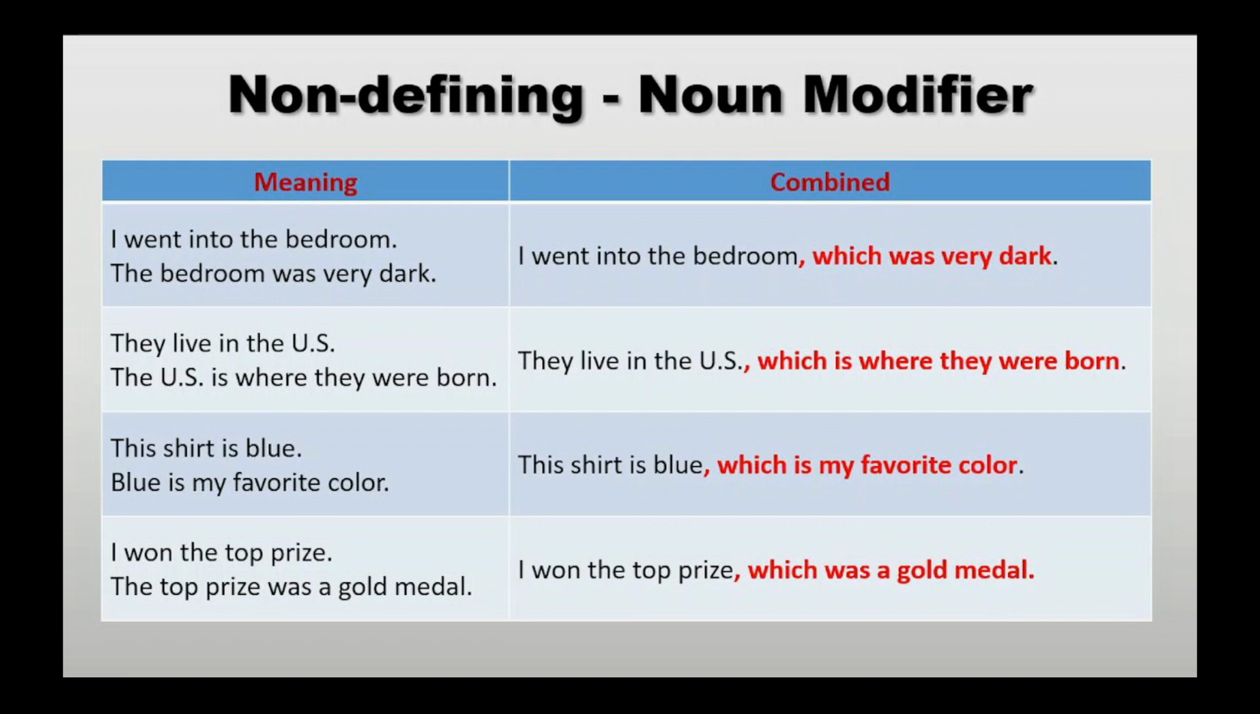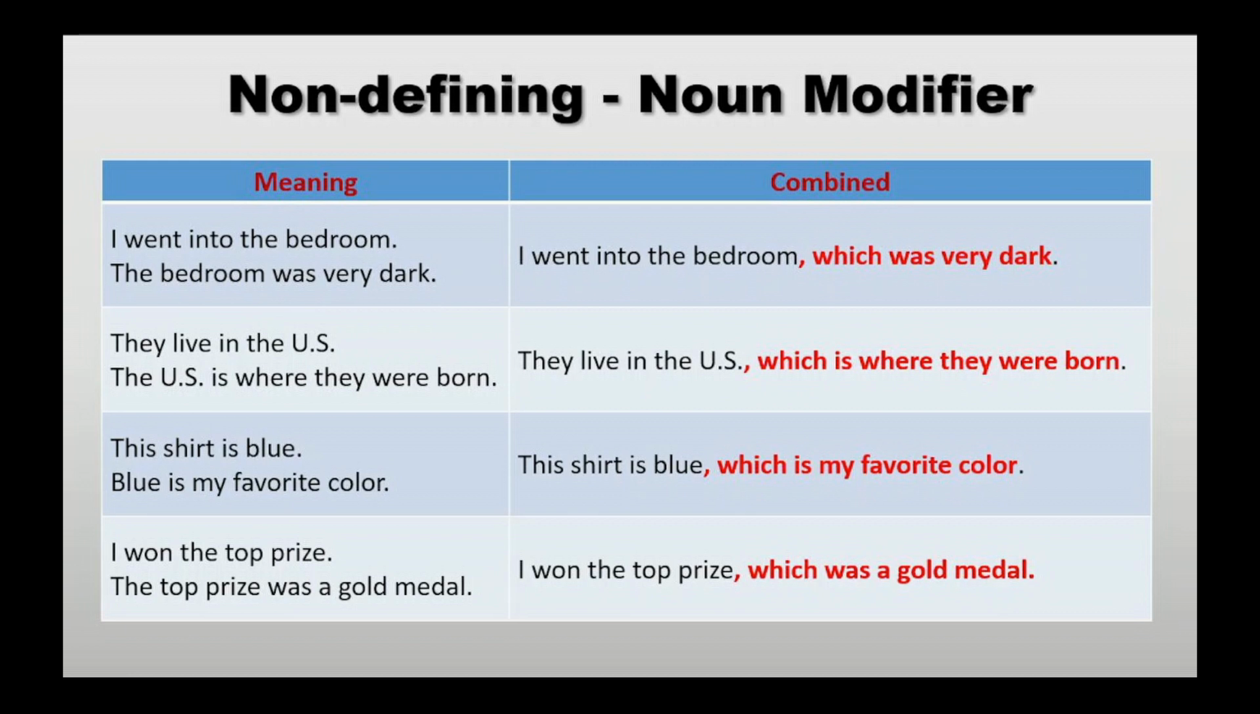Now, in this case, notice the intonation. Notice the pause. We have a comma, so we pause there when we read this. Once again, I went into the bedroom, which was very dark. Quite different from our defining relative clause, which has to be together with the noun that it's modifying.